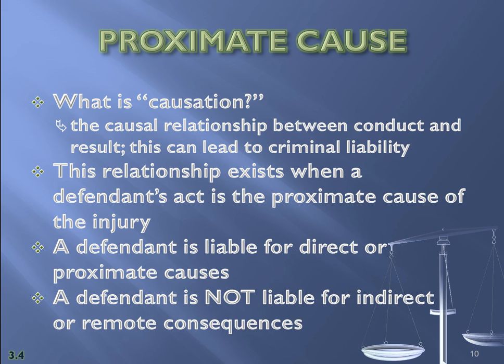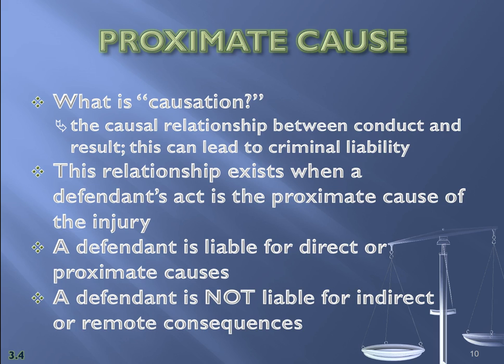Now, generally speaking, it may be said that the defendant in a criminal case may not be liable for remote and indirect consequences of his or her acts. He or she, however, is liable for the direct and proximate consequences of their acts. Well, so kind of as we review this, and I know that's a lot of legalese, and that's why the book is really important. So causation, the causal relationship between conduct and result. And that relationship can lead to criminal liability. So that's a kind of an easy way of looking at that legalese I just went over.